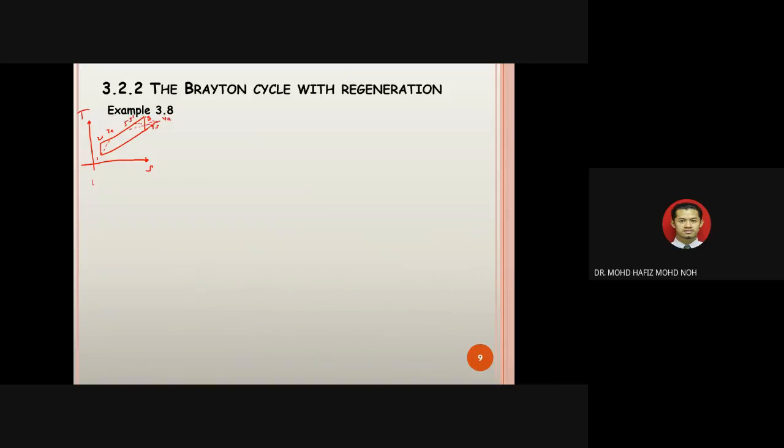In this problem, they give you the value of P1, which is 100 kilopascal. And the value of T1 is also given, which is 300 Kelvin. So you get those properties. And then the value of P2 is given, also 800 kilopascal. So from here you will get the value of the pressure ratio. And then they give you the value of effectiveness of the regeneration, in this case 85%.